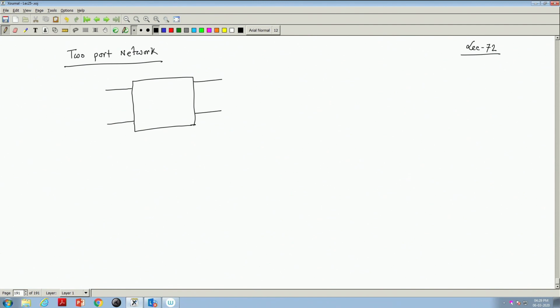Then you can identify terminals where you will give the input signal, and the current drawn by the network is shown like this. Similarly, these two terminals together are called the input port. Very quickly I will recall the input port.